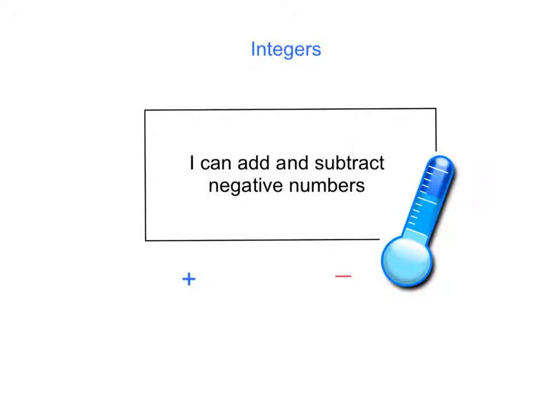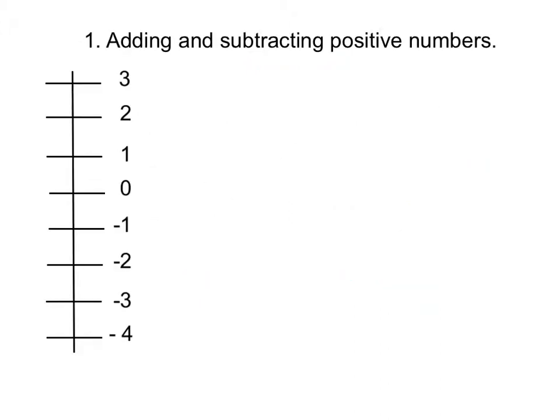In this video we're going to look at adding and subtracting negative numbers. You should already be familiar with the number line and how the numbers extend below 0 into the negative numbers. So we know, for example, that minus 3 is less than minus 1 and minus 2 is greater than minus 4. We're going to start by adding and subtracting positive numbers.